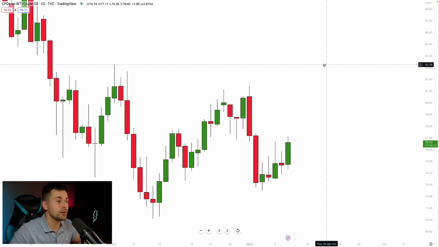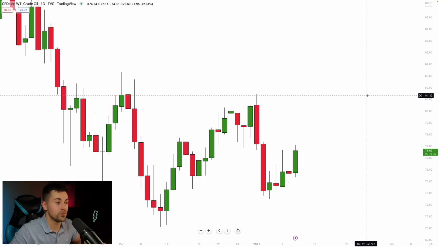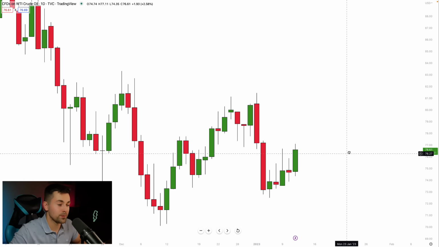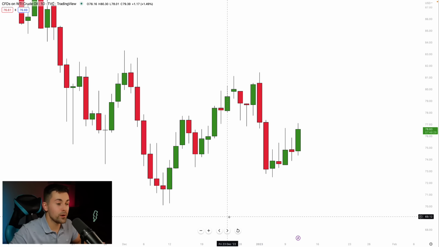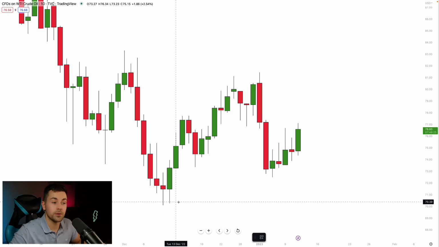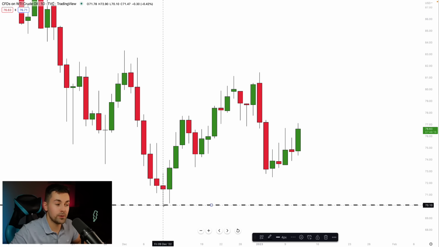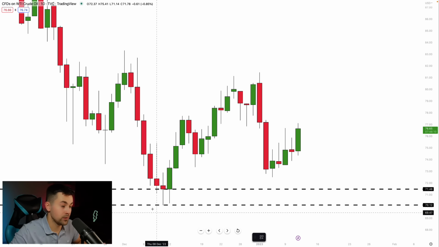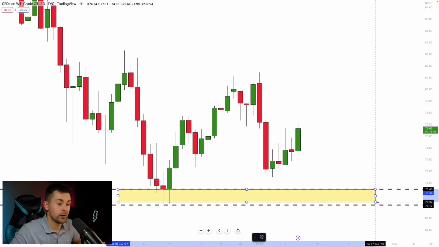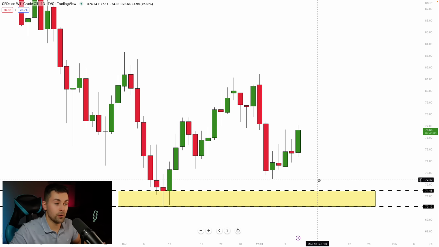Now let's analyze the key levels here on the WTI crude oil. So first of all, let's start with the supports. You can see, traders, that from here a strong bullish movement initiated. And definitely right here we have a support. So its lower boundary will be based on the lowest wick, and its upper boundary will be based on the lowest candle close. So here is our key support on WTI crude oil.